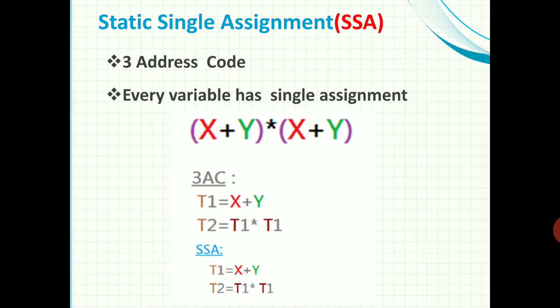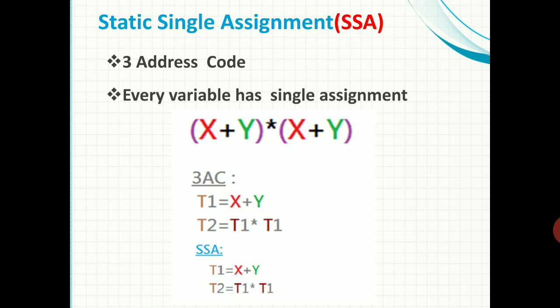It comes under the category of intermediate representation. It is like the three address code; it must be in the three address code. The specialty is that static single assignment is used for intermediate code in the compilation phase. It is a way of structuring the intermediate representation so that every variable is assigned exactly once. That is, if every variable has a single assignment in the three address code, then we can say that it is in static single assignment.